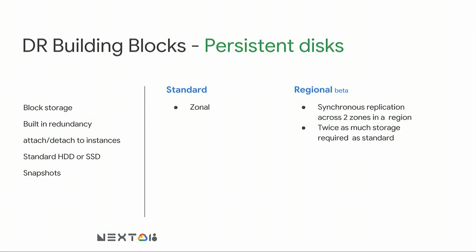Persistent disks. Persistent disks are block storage that are attached to instances. Two types, standard and regional. Standard is zonal, so it will exist in one zone. Regional uses twice as much storage because there's synchronous replication across two zones in a region.